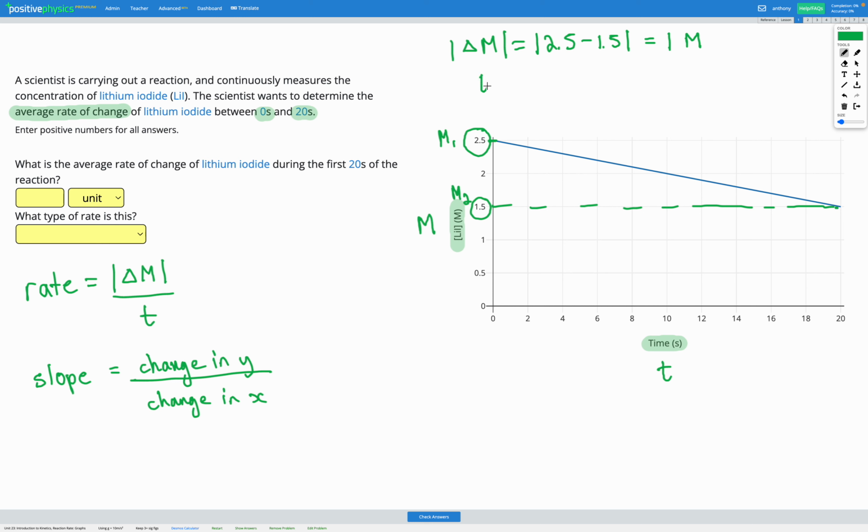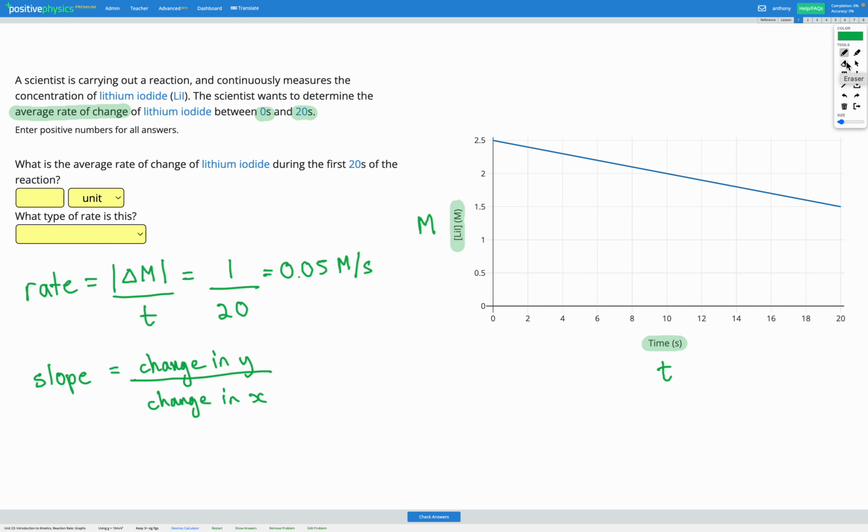As for the time, we start our graph at 0 seconds, we end at 20. So our time for the reaction is just going to be 20 seconds. We can then plug those things into our rate equation here. We'll have 1 for our change in molarity divided by 20 for our seconds. And that gets us 0.05 molar per second for our rate. So that's one way to do it.